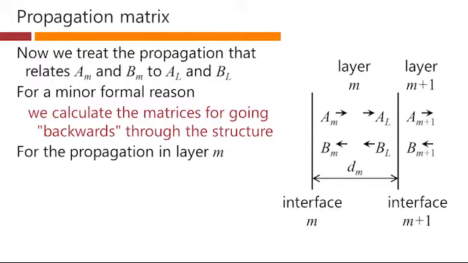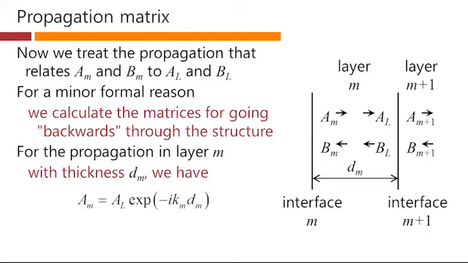So for the propagation in layer M with thickness dm, we have that the amplitude here of the forward propagating wave will be the amplitude there times e to the minus i km dm. That's the same thing as saying that the amplitude AL would be AM times e to the plus i km dm, a forward propagating wave from the M part here to the L part there. And similarly for the backward wave.